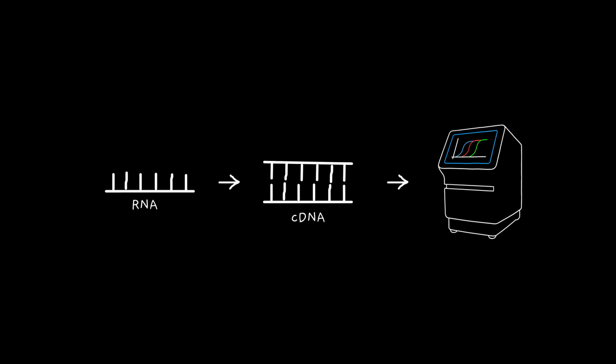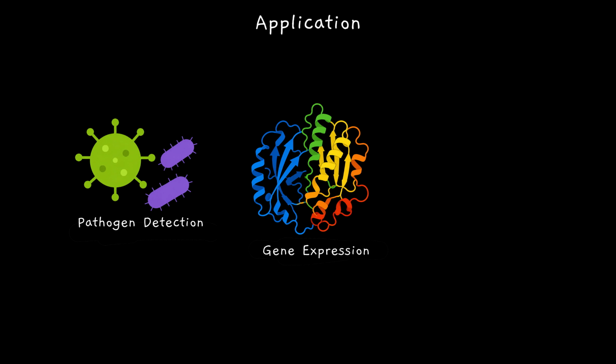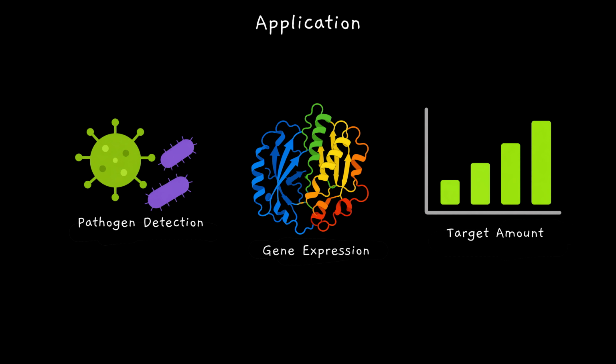If the starting material is RNA, such as viral RNA or mRNA used for gene expression studies, it is first reverse transcribed into cDNA. This is commonly called RT-qPCR. qPCR is widely used for pathogen detection, measuring gene expression, and determining the amount of specific DNA or RNA targets in a sample.